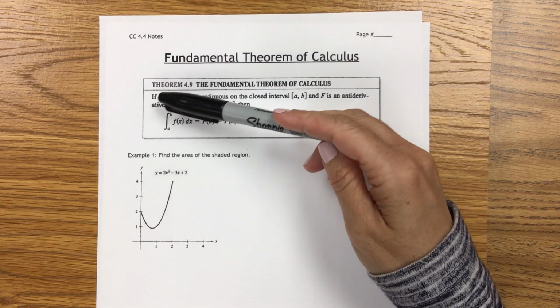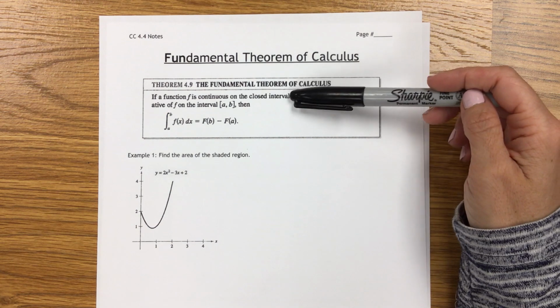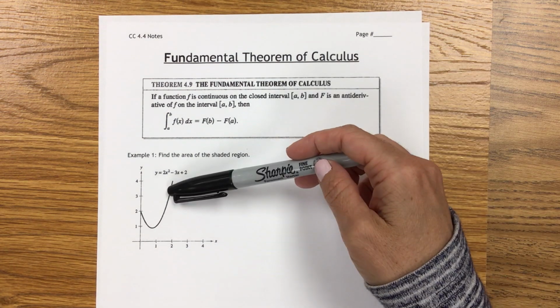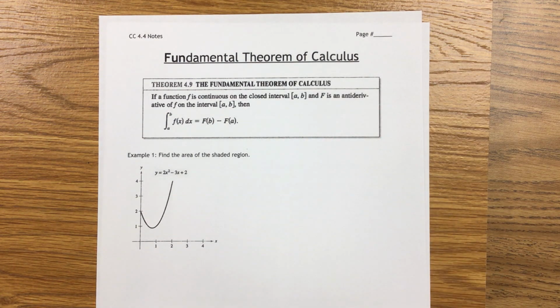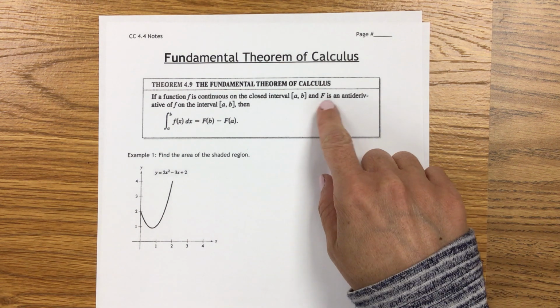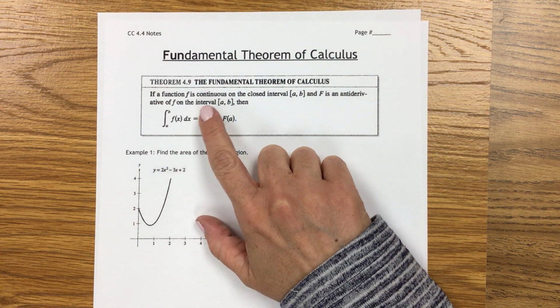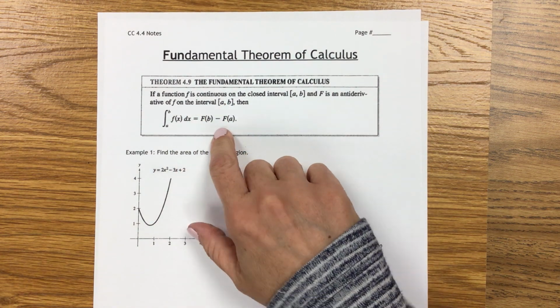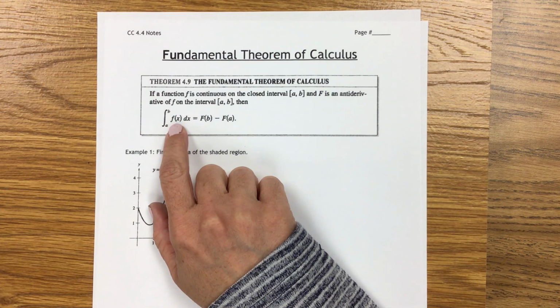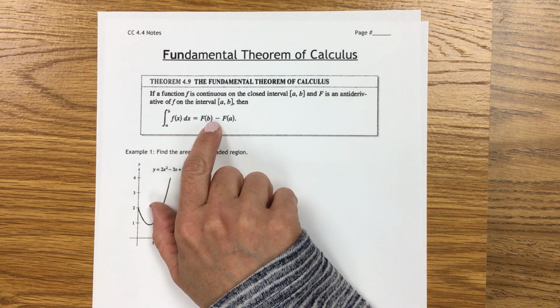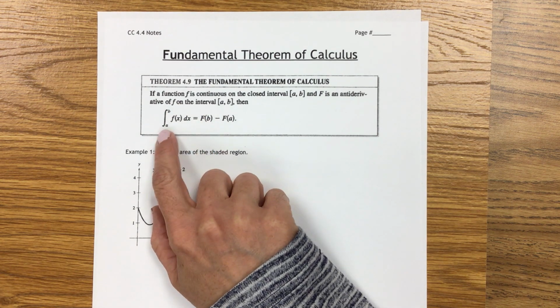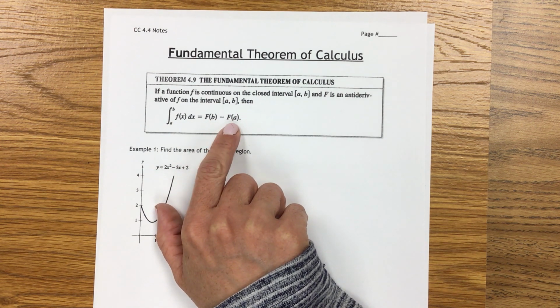So it says if a function f is continuous on the closed interval a to b, so that just means it's a normal continuous line with no jumps or holes, and f is the antiderivative, so we are going to do the antiderivative here, then this is the answer. What we're going to do is first do the antiderivative, and then we're going to plug in the top number, and then we're going to plug in the bottom number and subtract them.